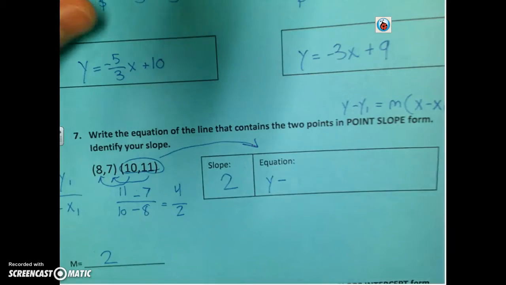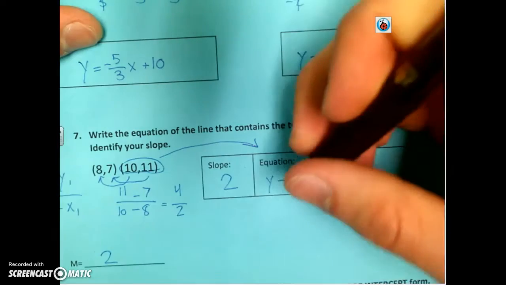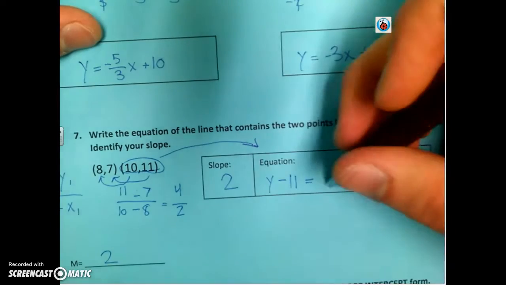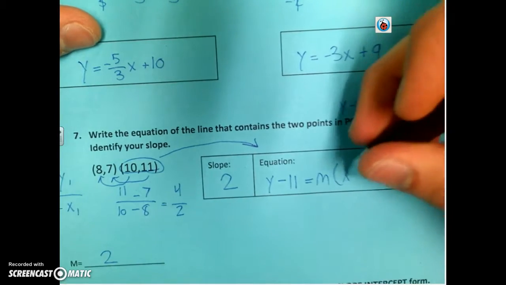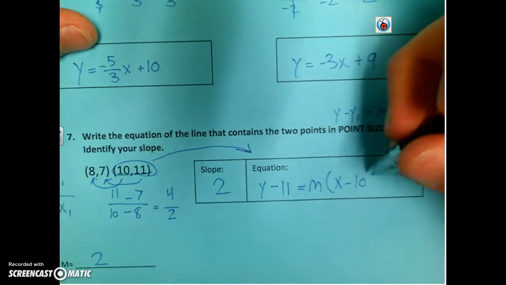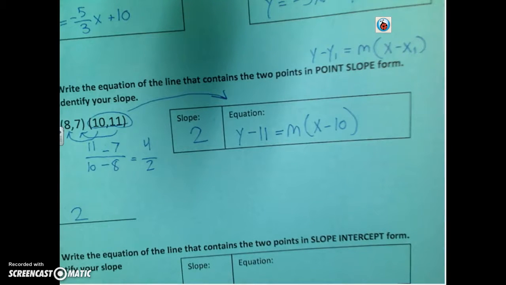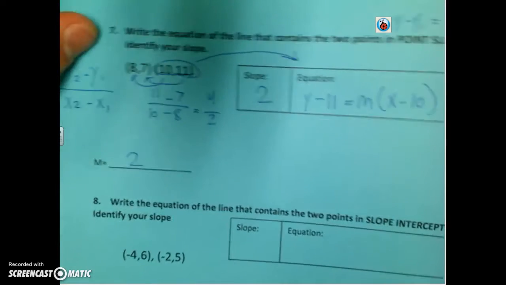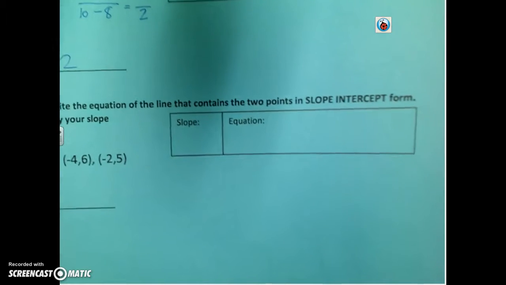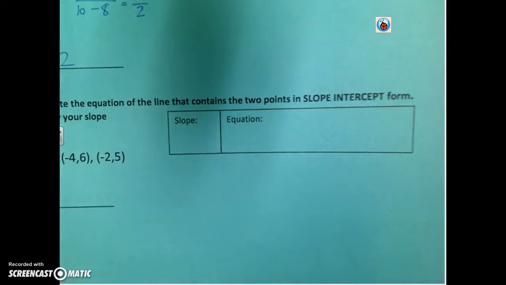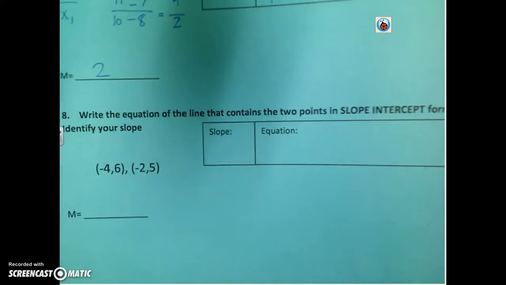I'm just going to pick that one. So y minus 11 is equal to m times x minus a. All right, great. So number 8: write the equation of the line that contains the 2 points in slope-intercept form.